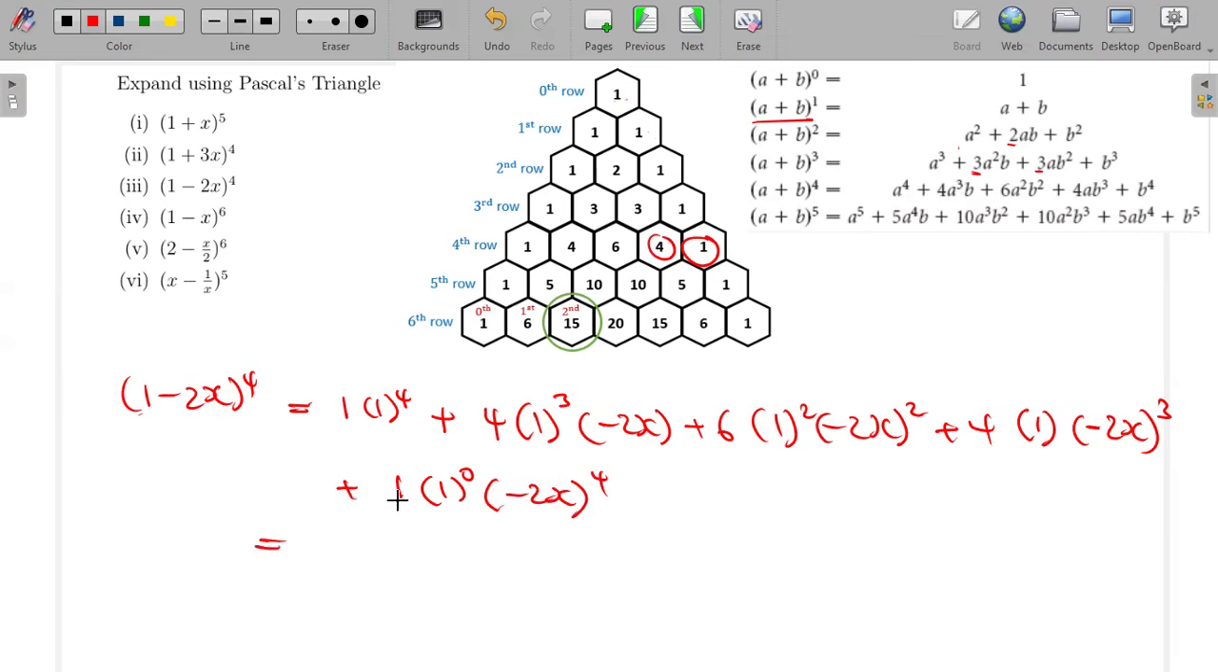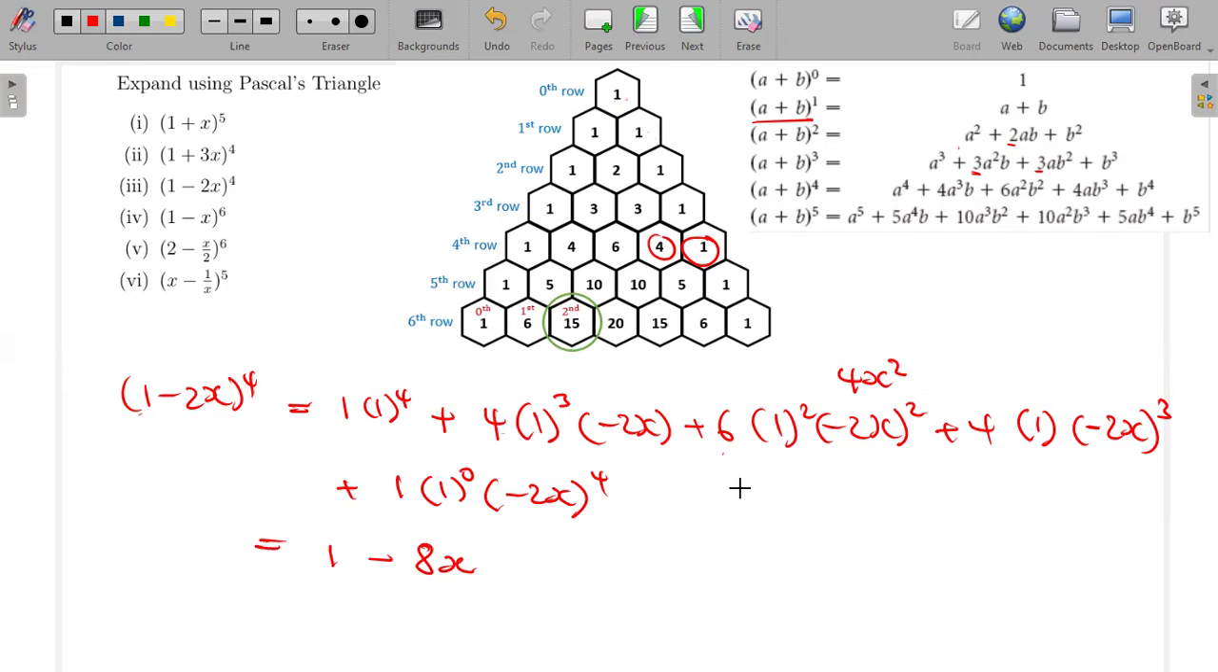So here you have 1. So 1 to the power 4 is just 1. And then plus the next, you have 4 multiplied by negative 2x, which gives us negative 8x. So this positive here I can write as negative, because we are getting negative there. Then the next one, negative 2 squared gives us 4x squared.